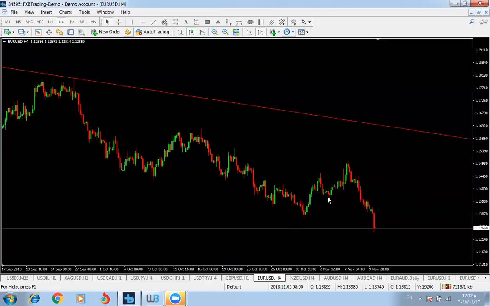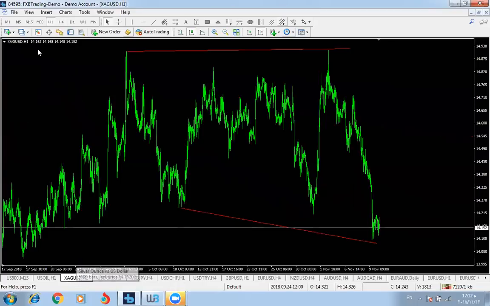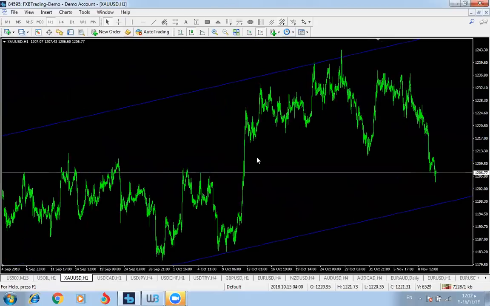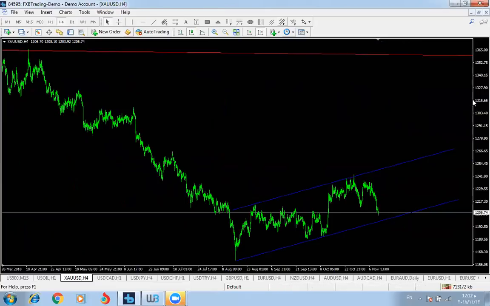Like wave 5. Let's move into gold. Gold has finished wave 4 at this place.